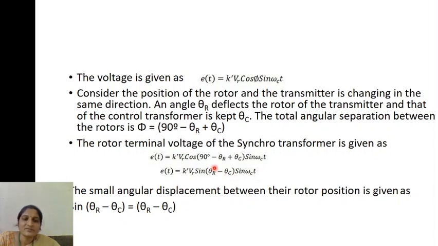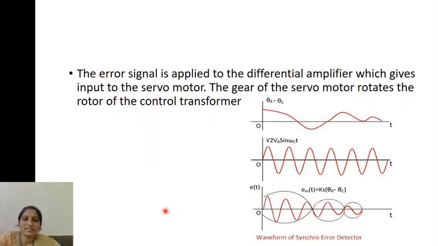We know for small displacement we can take sin theta equal to theta. So sin of theta r minus theta c is equal to theta r minus theta c. That means E of t is proportional to the angle. The error is proportional to the angle, so if you measure the angle difference, then you can measure the error signal. The error signal is applied to the differential amplifier which gives the input to the servo motor. The gear of the servo motor rotates the rotor of the control transformer.